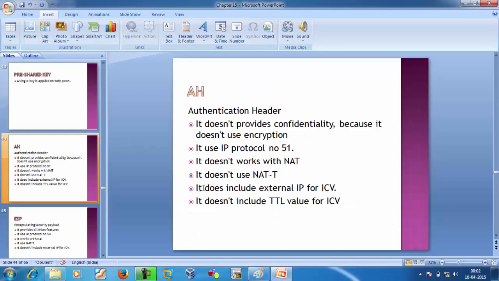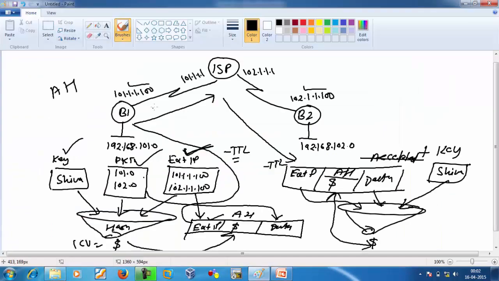Okay, next one is that it doesn't work with NAT. As I told you, it includes the external IP for ICV. If there is a NAT device, assume we are using a NAT device, simply the NAT device will change the source. For example, this is 101.1.1.100. Suppose there is a NAT device, what does a NAT device do? It will change, for example, assume this is A, and we will translate it into B. So when the hash was created, that was A. When verification was done, the source was not okay.